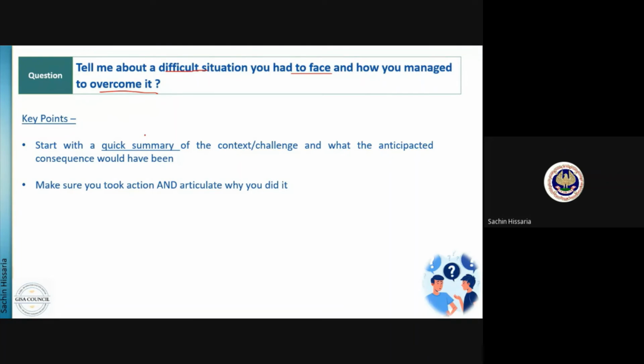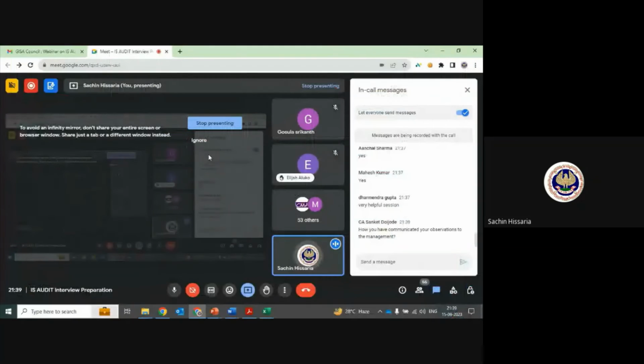Whenever you answer this question, start with a quick summary, with the context or challenge and the anticipated consequences. Make sure that you took action and articulated why you did it. These key points should be in your answer, because the interviewer will evaluate your answer on these points only: how you summarized things and how you communicated your observation to them.